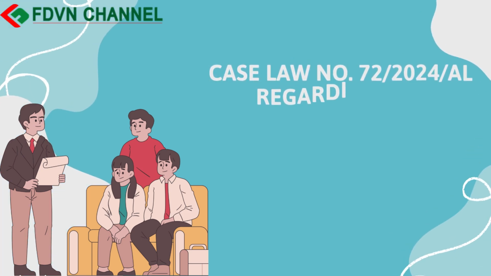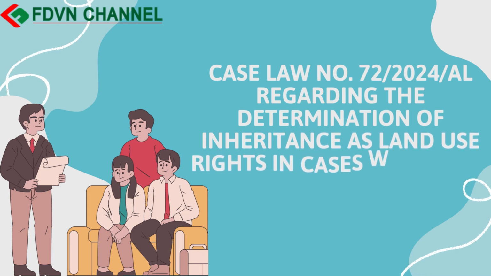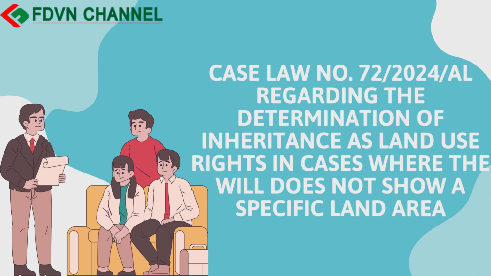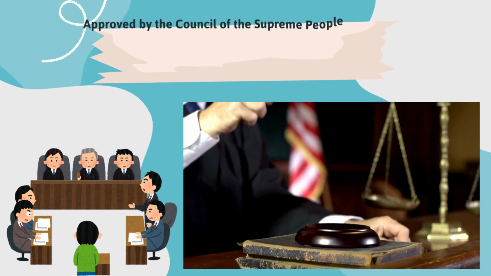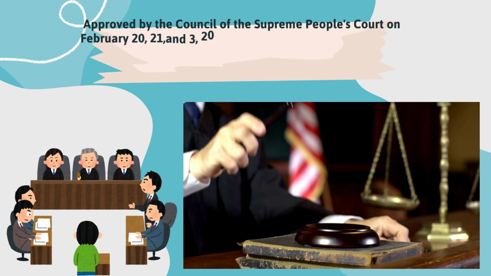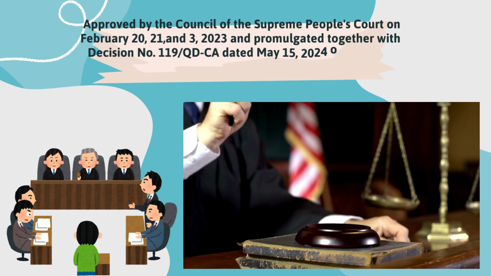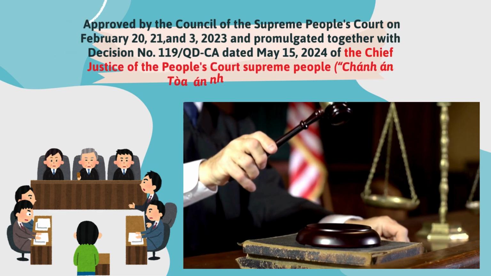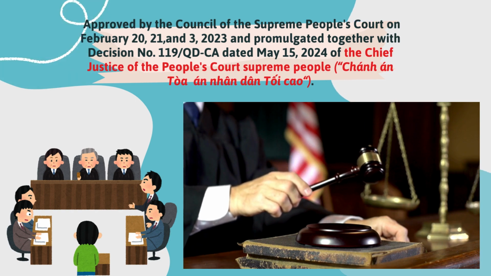Case Law No. 72/2024/AL, regarding the determination of inheritance as land use rights in cases where the will does not show a specific land area. Approved by the Council of Judges of the Supreme People's Court on February 21, 2023, and promulgated together with Decision Number 119/QD-CA, dated May 15, 2024, of the Chief Justice of the Supreme People's Court.